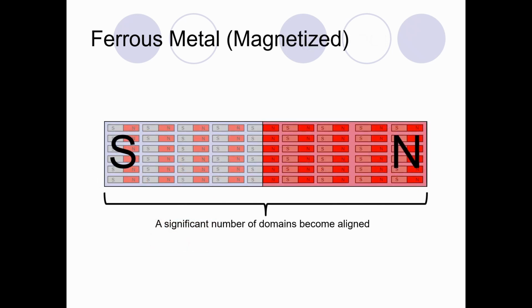In a magnetized ferrous metal, the domains are aligned and work together. The more domains that are aligned, the stronger the magnet will be. Magnets can possess a range of strengths from weak attraction to strong attraction, depending upon the number of domains that are aligned and working together.